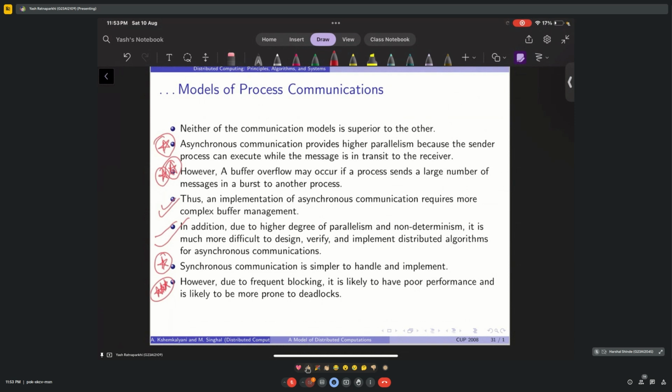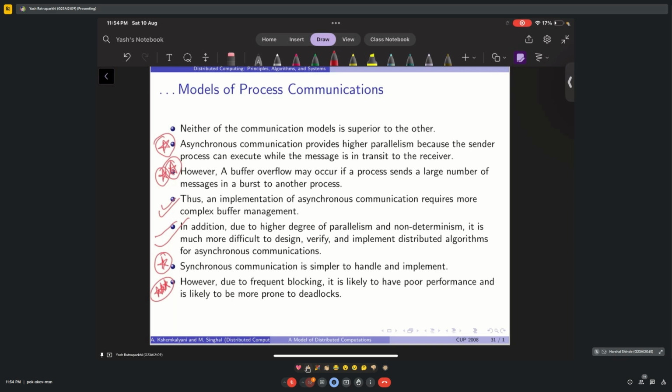Correct. Why asynchronous? Why is it useful? Because I can provide messages without getting the feedback. This way I can establish a parallel communication between the processes, right? However, a buffer overflow may occur. Correct. If I am sending the messages again and again, and if the receiver is not able to receive the message, the receiver can get overloaded with messages. So this is a buffer overflow situation.